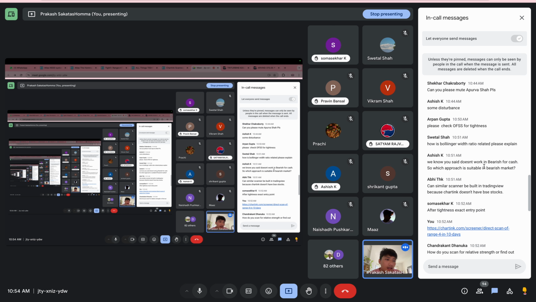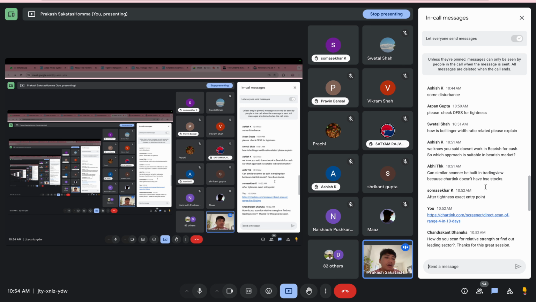You said it doesn't work in bearish markets, so which stock is suitable for a bearish market? Ashish, the appropriate stock for a bearish market is whatever stock is moving up, okay? Whatever stock in the bearish market is going up, that is an appropriate stock. Or if you want to short, then you will have a lot more of them.